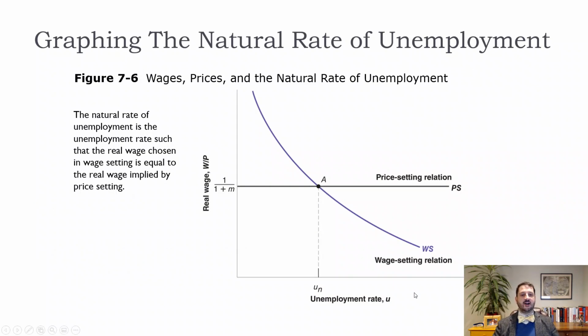So here's our graph. Now, as I said, the price setting relationship is just 1 over 1 plus M. There's nothing in the unemployment rate, right? So we have our unemployment rate here on the horizontal axis.